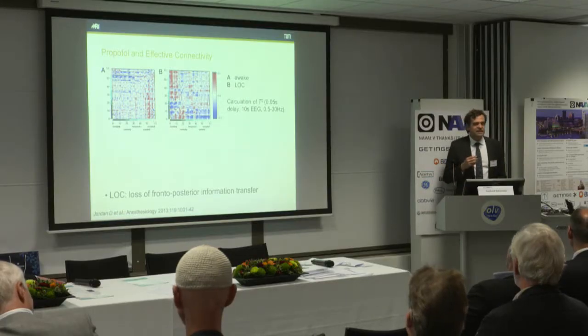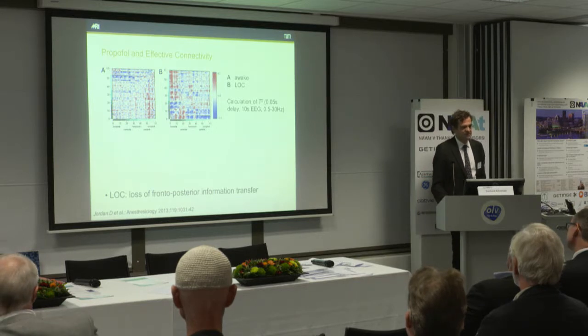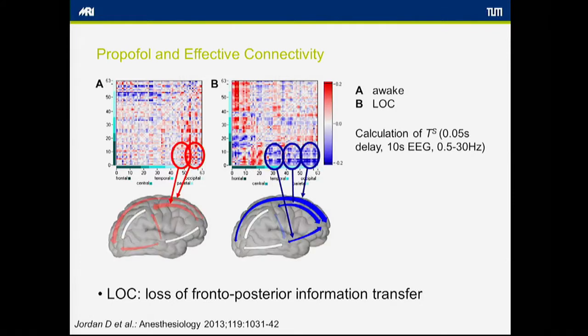Now, basically, this is effective connectivity, what you analyze with this. So it's not functional connectivity, which areas of the brain are active at the same time. It gives you information on how much information is transferred from one area of the brain to the other. And we found a very distinct and very characteristic change during loss of consciousness. There is a loss of frontal-posterior information transfer.